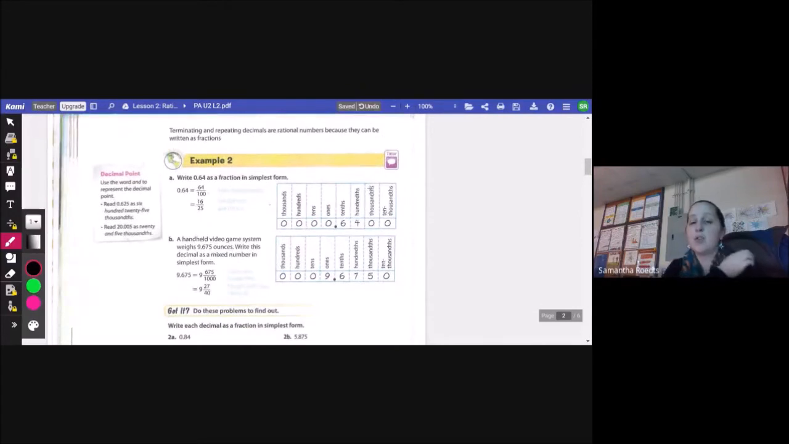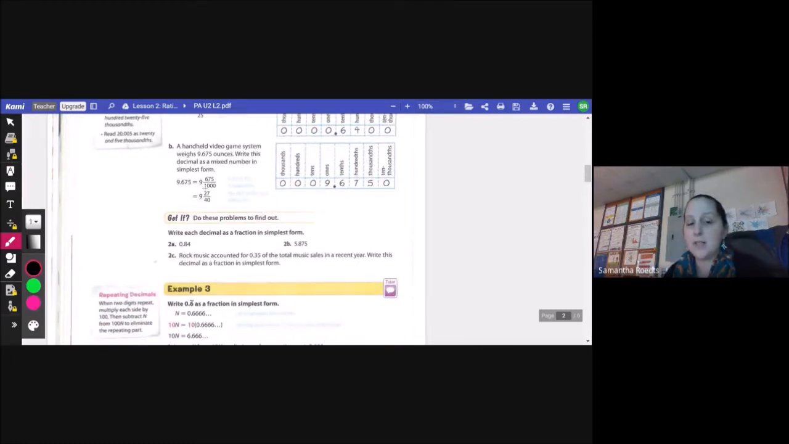Terminating and repeating decimals are rational numbers because they can be written as fractions. I can write 0.64 as a fraction in simplest form. I have 64 hundredths, which is 64 over 100, which I can divide both by 4, which gives me 16 over 25.